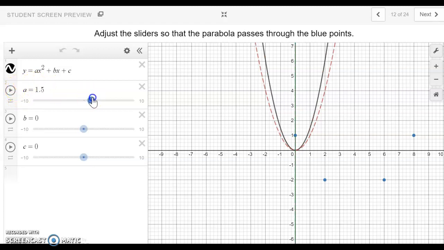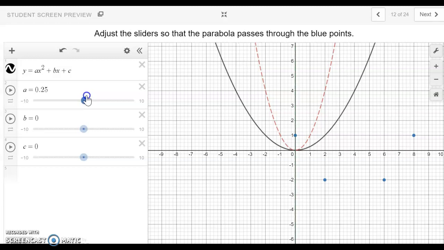So if I just keep moving it up this way, it's getting more narrow. I need it to be wider. I'm going to, oh, that's flat. Let's see. Maybe there. That looks like as wide as I can go without it changing to flat here.